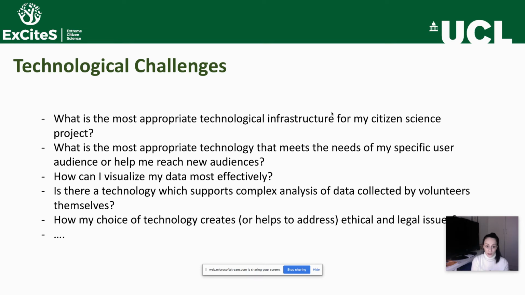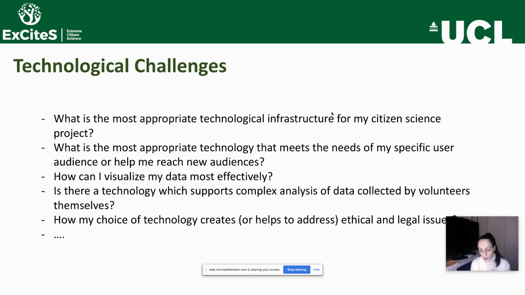Design choices and technological choices most of the time go hand in hand. On that front, we might need to consider things like the most appropriate technological infrastructure, which further meets the needs of specific user audiences or helps reach new audiences and so on.